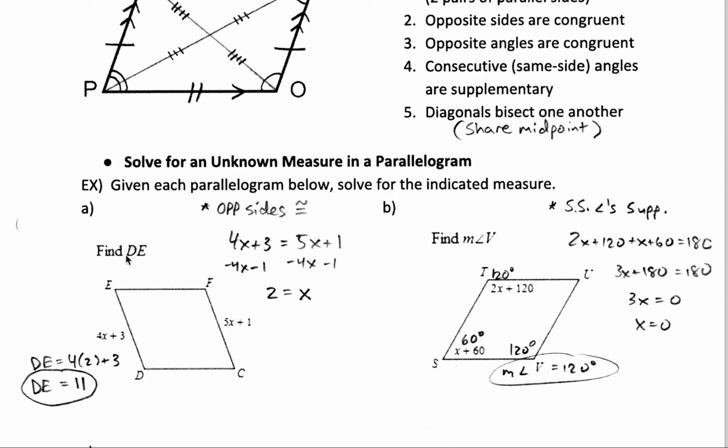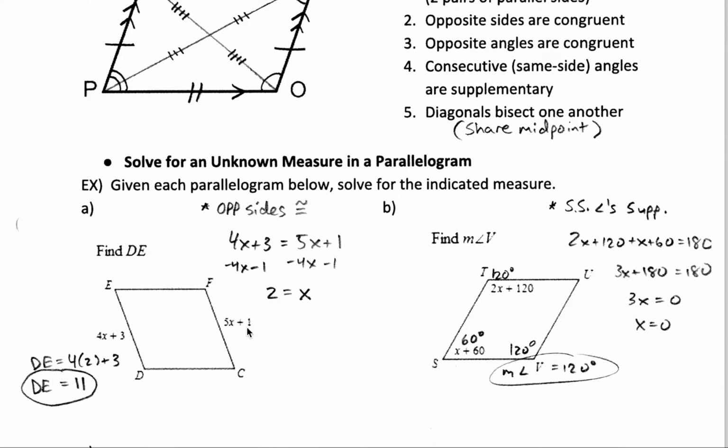We want to find the length of segment DE here, or the distance between points D and E. So plug your 2 into that expression for DE. So we have 4 times whatever x is, so 4 times 2, and we're going to add 3. So 4 times 2 is 8, plus 3 is 11, so the side length for DE is 11. And that means that the side length for FC is also 11.